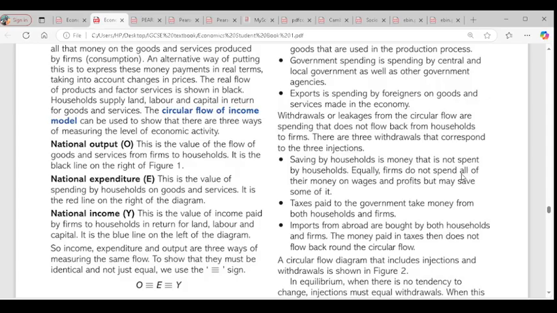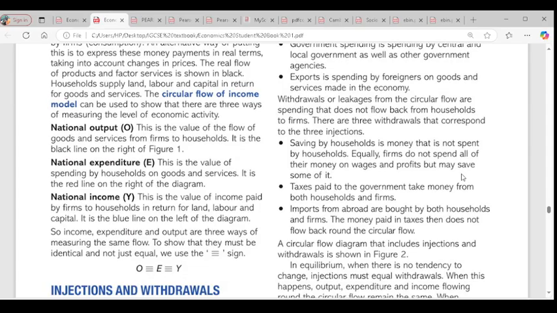Then we have withdrawals. For withdrawals, I wrote this. Another name for withdrawals is leakages in the economy. So these are spending that does not flow from the household to firms. They are spending, but they don't come from the household to firms. So we call it leakages or withdrawals. So we have three forms of withdrawals too.